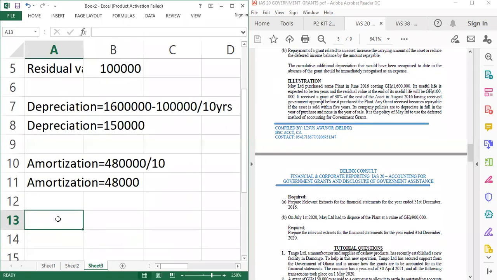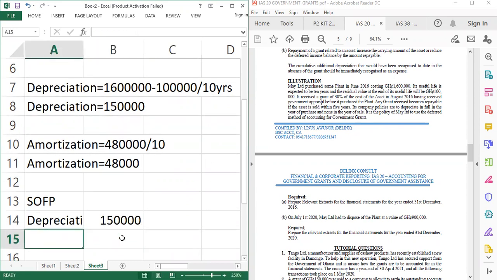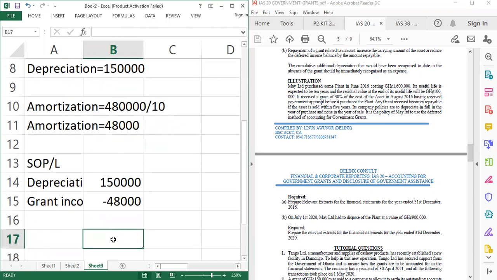So in the statement of profit or loss, we are going to have depreciation of 150,000, and we have grant income of 48,000. This is an income, so we subtract. So this is the relevant extract for the year.